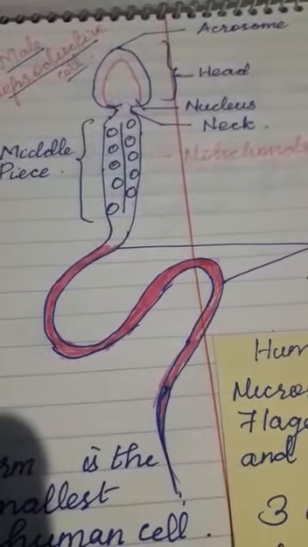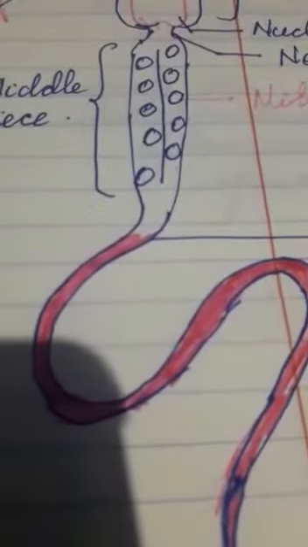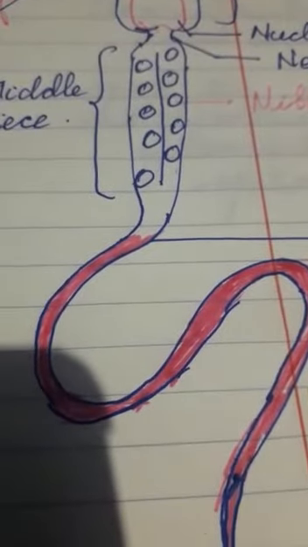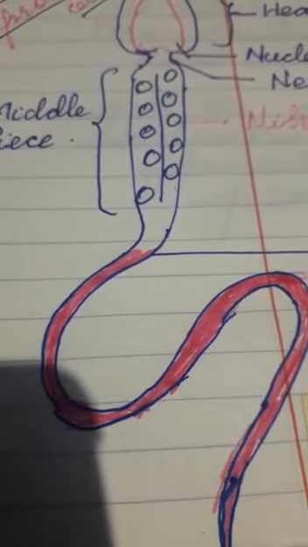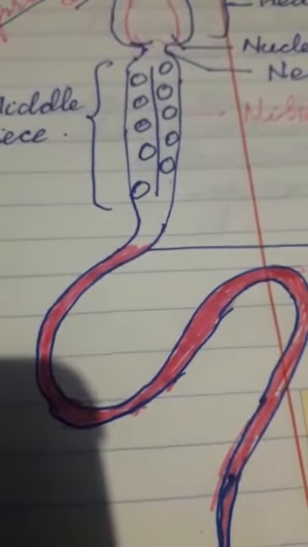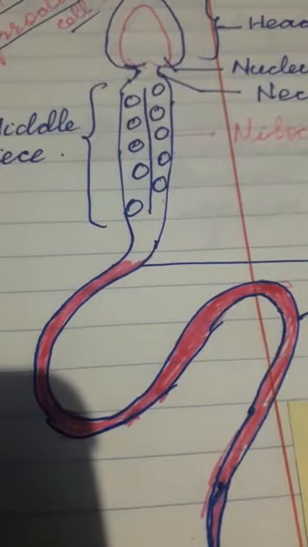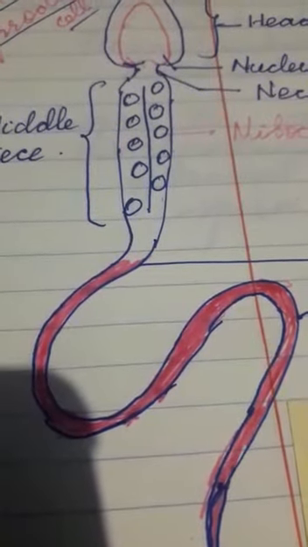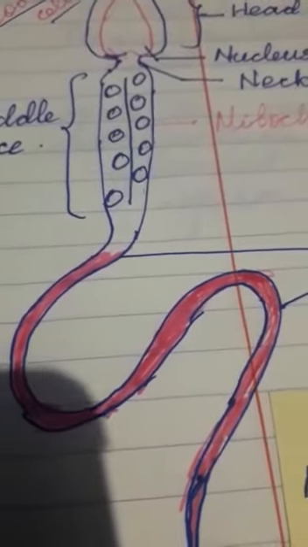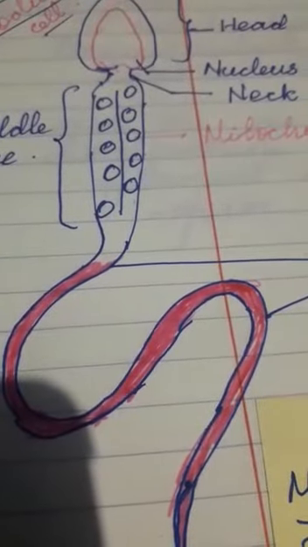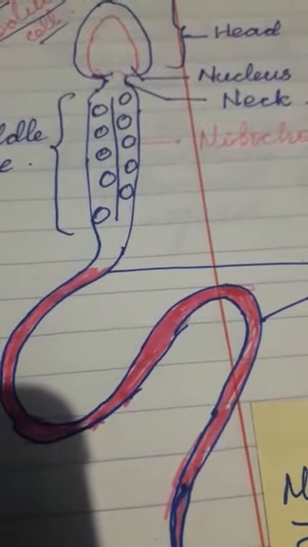the neck region. Next, we will come to the middle piece. The middle piece consists of two types of centrioles, the proximal centriole and the distal centriole. The proximal centriole is facing towards the head. The distal centriole is facing towards the tail region. This middle piece consists of mitochondria. Mitochondria give energy to the cell. The mitochondria give energy in the form of ATP.